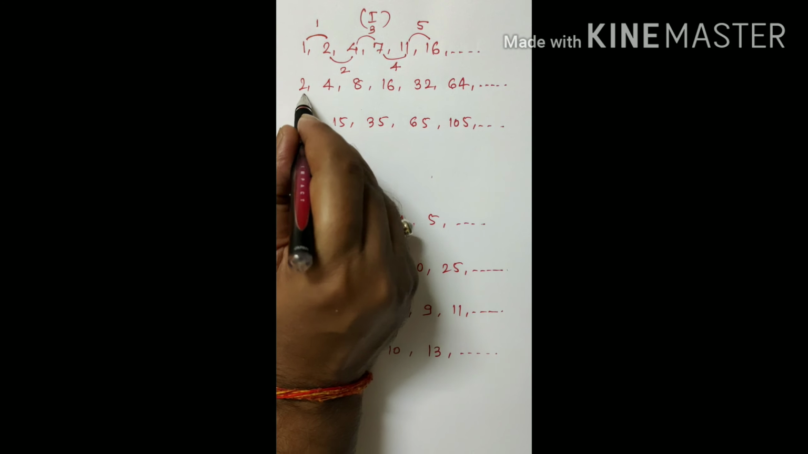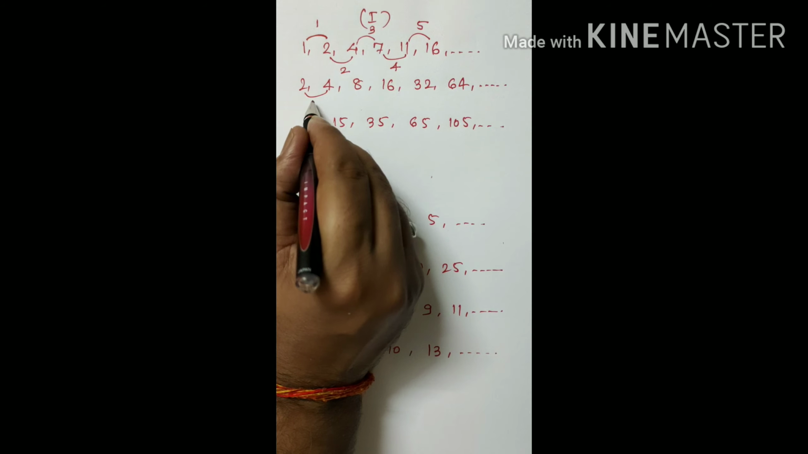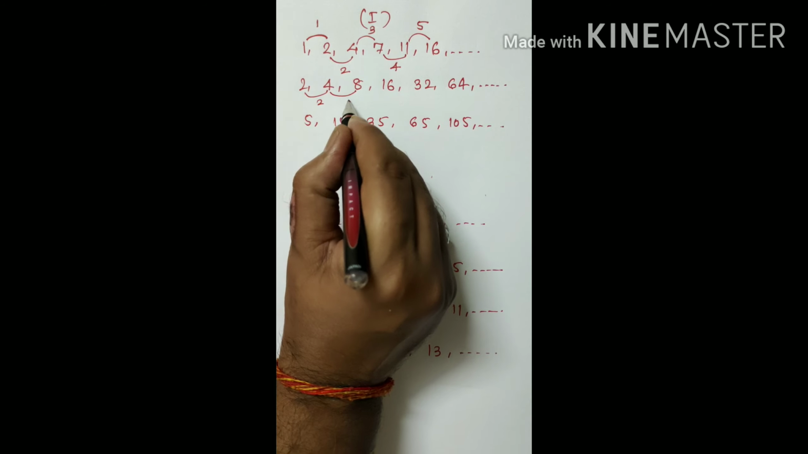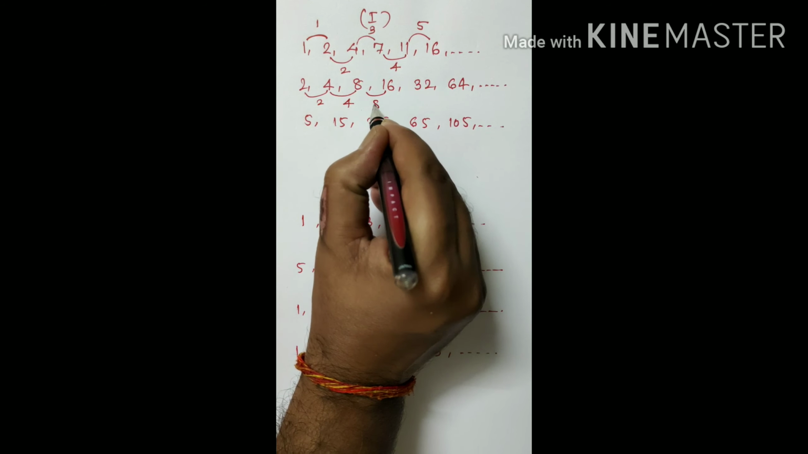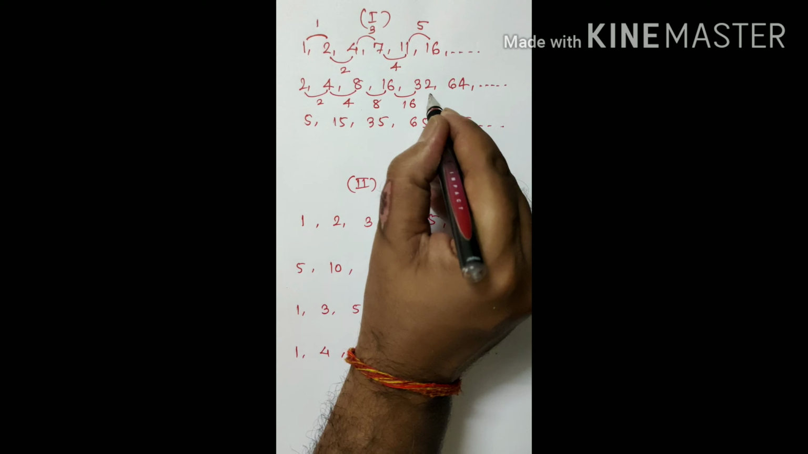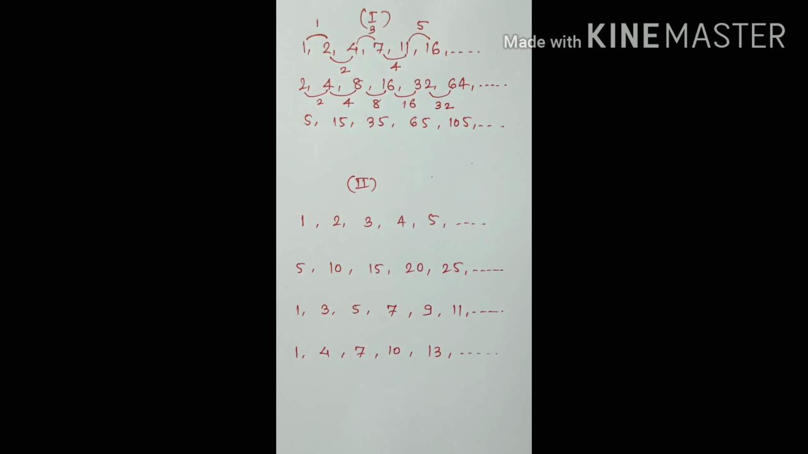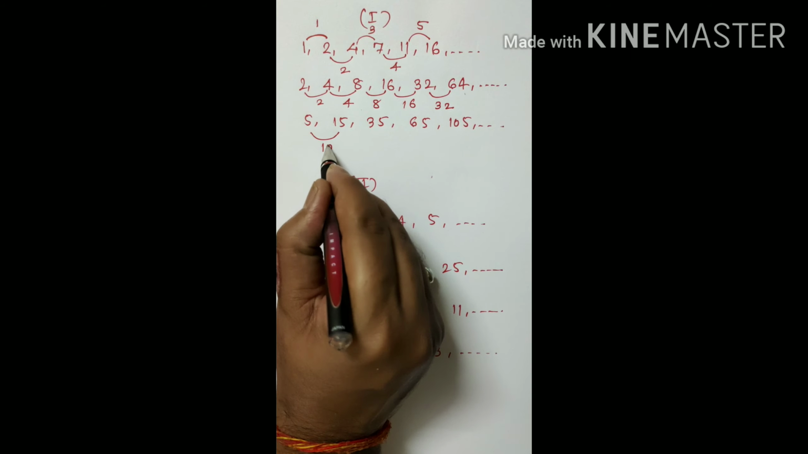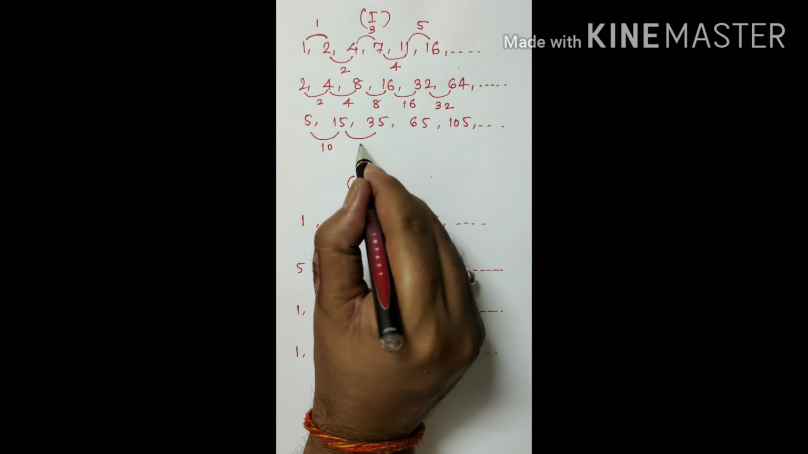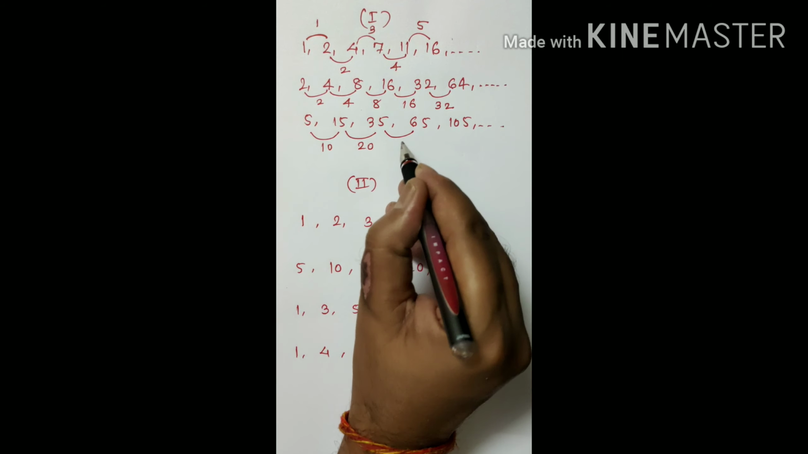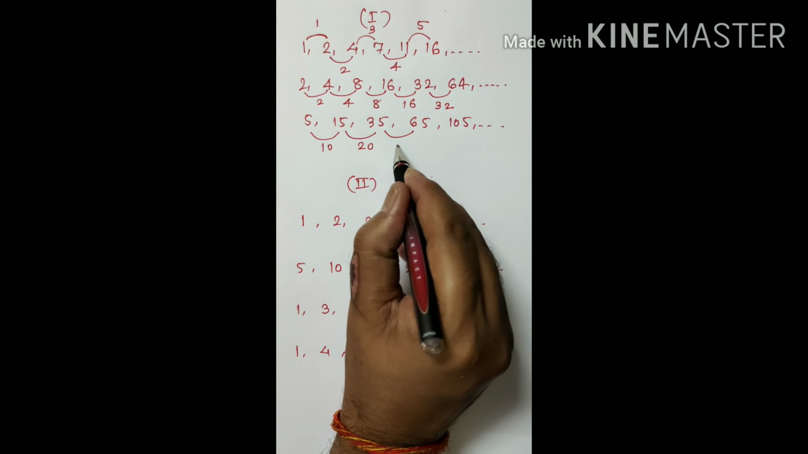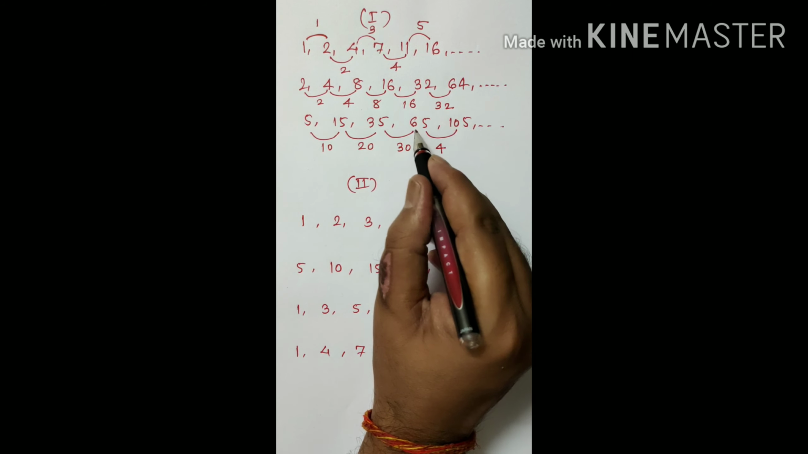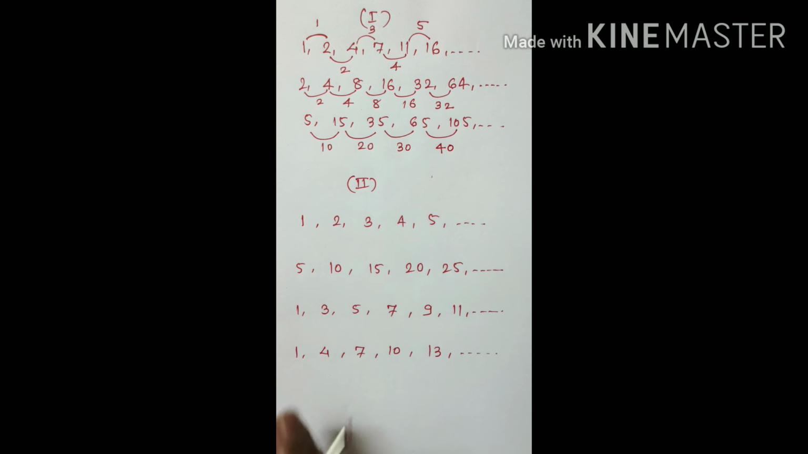Okay. What is the difference between 2 and 4? You will get student 2. Here student difference 4. Here student 8. Here student 16. What is the difference here student? 10. The difference between 15 and 35 is 20. The difference between 35 and 65 is what student? 30. And here the difference between 105 and 65 is student 40.